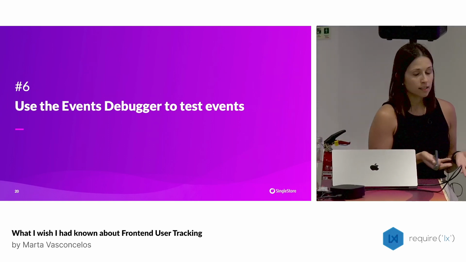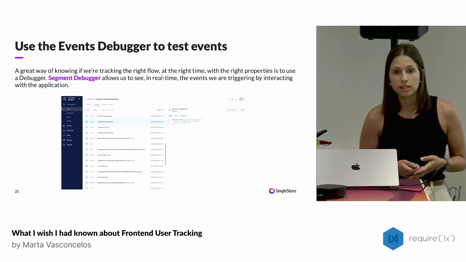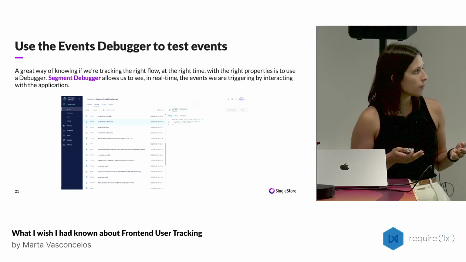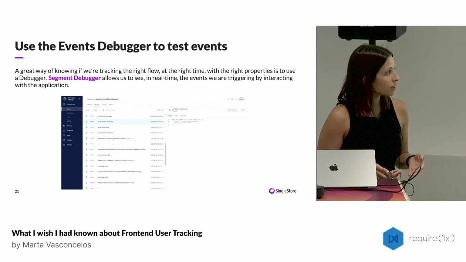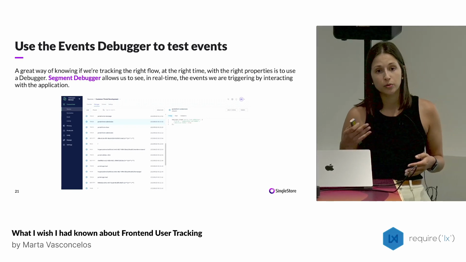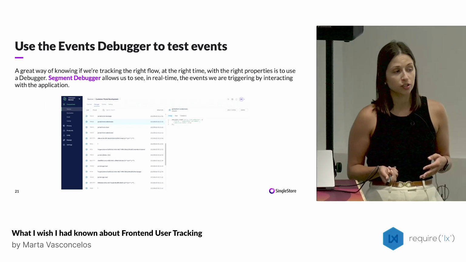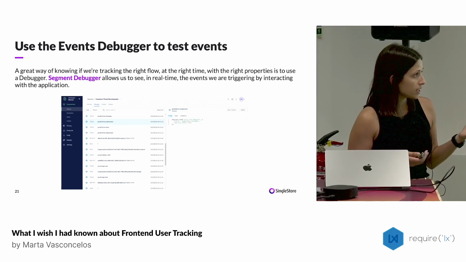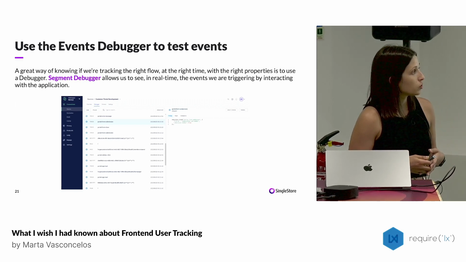So the events can also be tested. We use the events debugger for this. Segment has a tool for testing. So basically, you can interact with your application and see all the events being logged in real time. You can see the name, the properties you're logging, and it's the perfect way to check if you are logging everything at the right time with the right interactions and the information you want. So Segment Debugger, it's a very powerful tool. So I recommend you to use it.